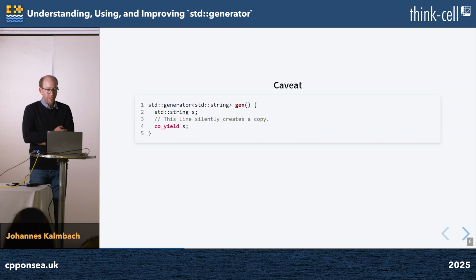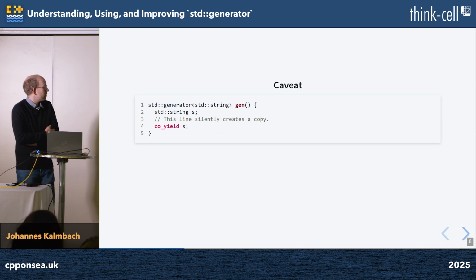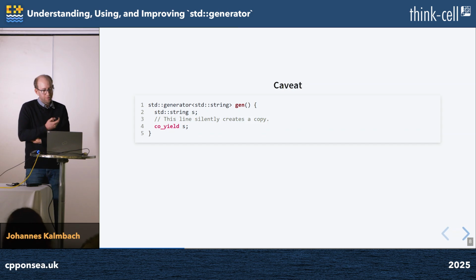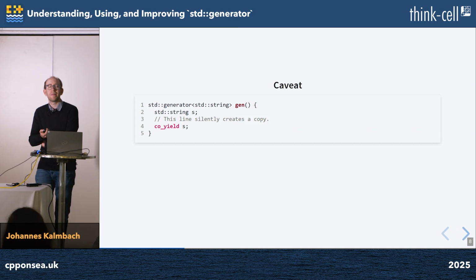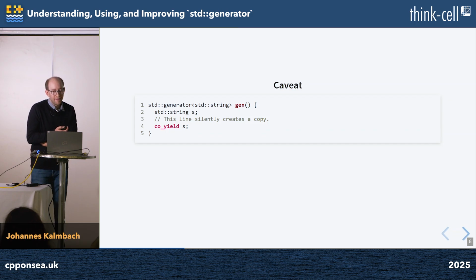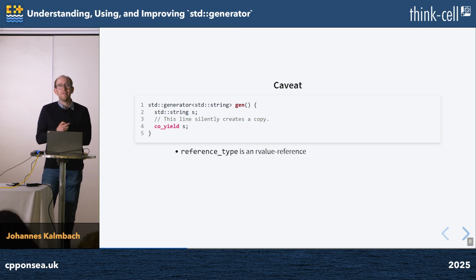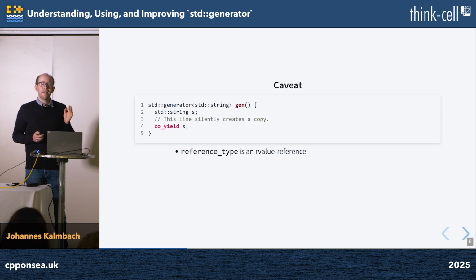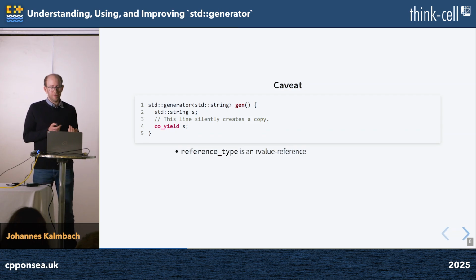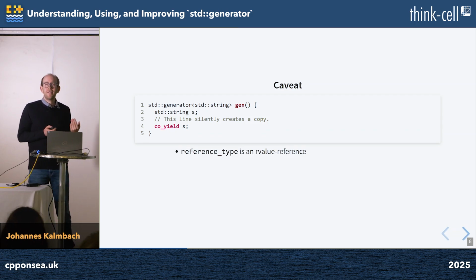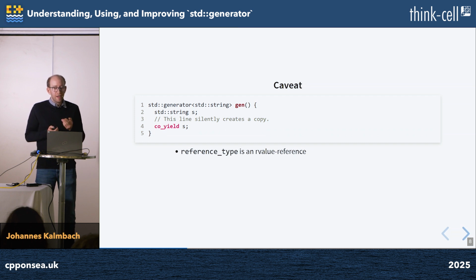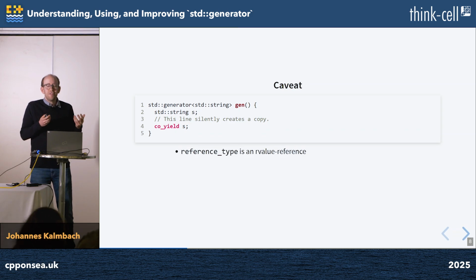Now a small thing that is unexpected, because you always find a little bit unexpected things in C++20. This example here looks like reasonable code. I have a std::generator of type string, yield type string. I create a string, I yield the string. What will now happen is that this line 4 creates a copy. The reason is that, if you remember, if I only specify std::string as this argument, then the reference type will be an R-value reference. So to yield on the outside, I need an R-value reference, but here I yield an L-value reference.